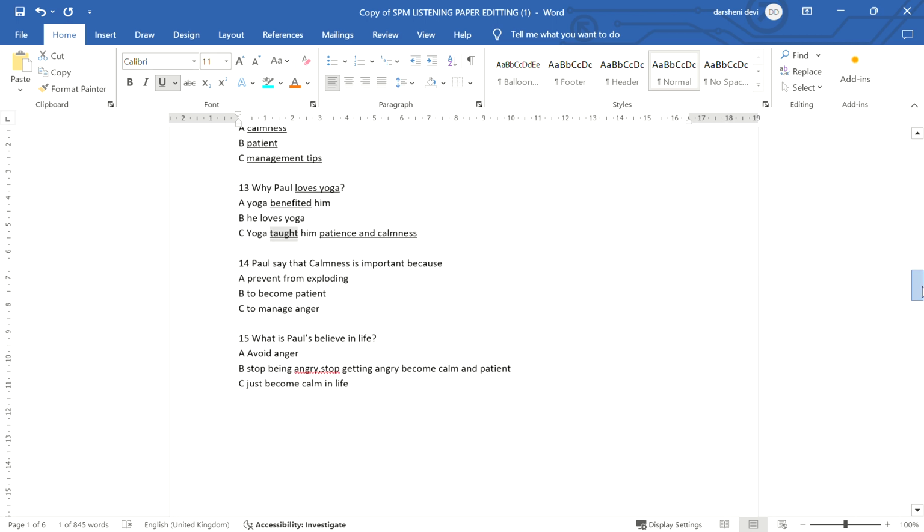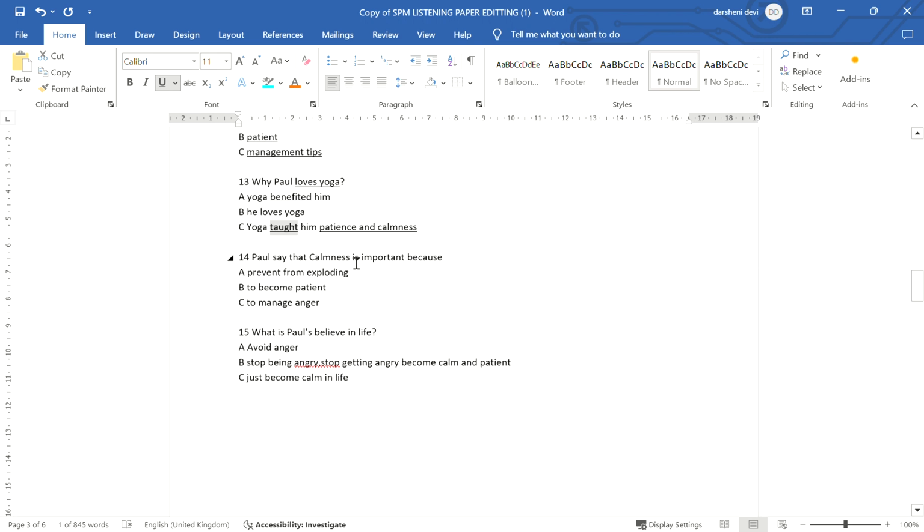Okay, let's look at 14. Calmness. So this question is calmness, and why is it important? Because basically they want to know why calmness is important. Exploding. That's a keyword. Patience. That's a keyword. Manage anger. This is a keyword.